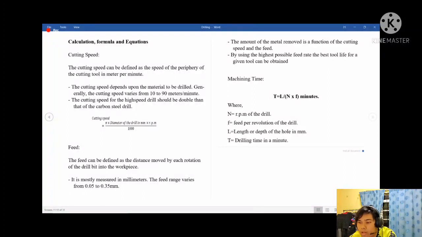The amount of metal removed is a function of the cutting speed and the feed. By using the highest possible feed rate, the best tool life for a given tool can be obtained. And the third one is machining time. So this is the formula: T equals L divided by N times F, where N is the RPM of the drill, F is the feed per revolution of the drill, L is the length of the hole in mm, and T is the drilling time in minutes.